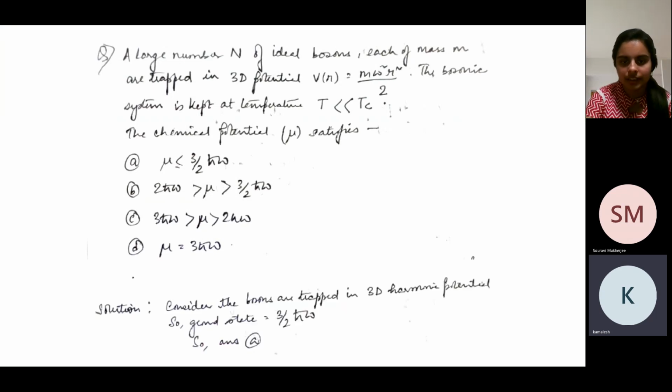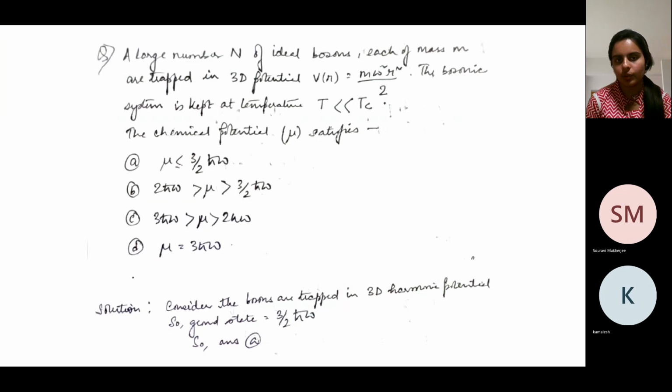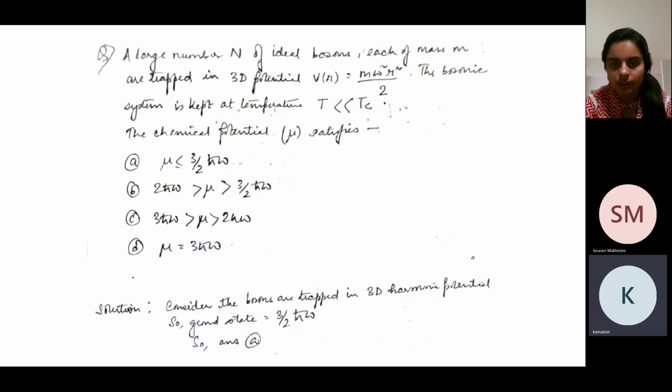So that means given a system, if you are asked about conditions like this, what the chemical potential satisfies or something like that, you have to use that idea that the chemical potential should be less than the ground state energy, right?